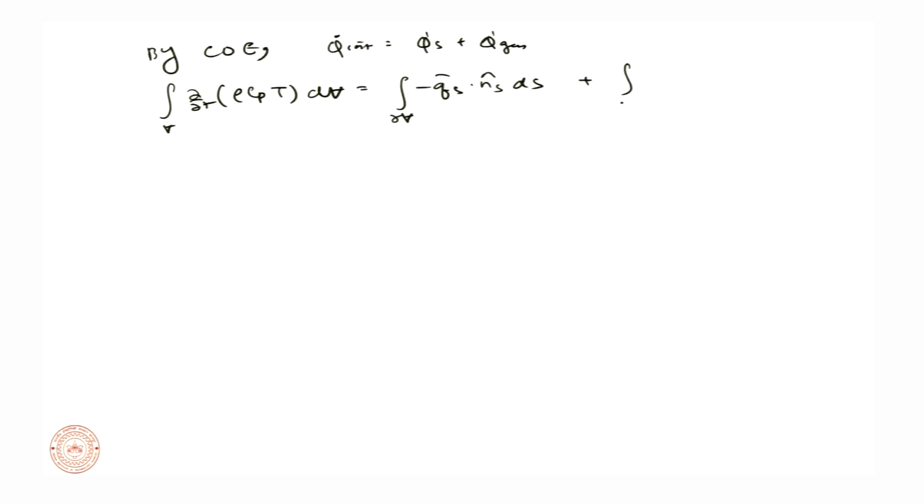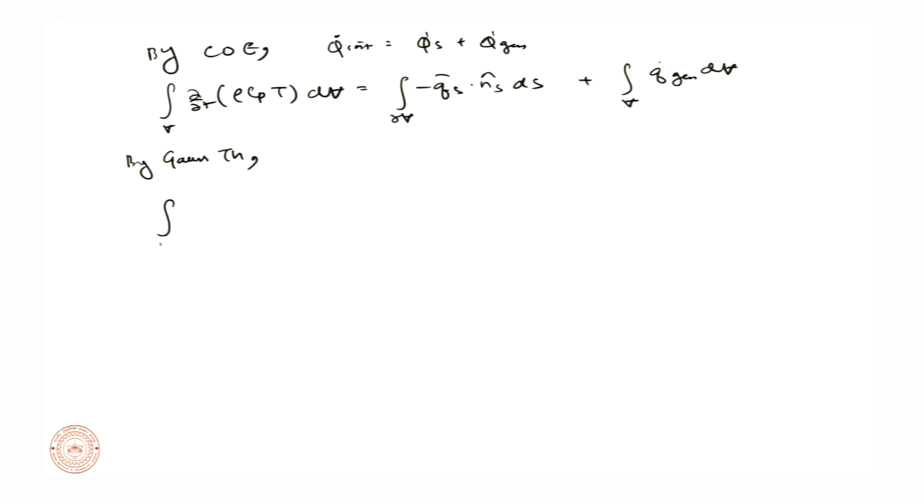We will have integral over volume Q dot internal equals Q dot surface plus Q dot generated, del by del T of rho Cp T dV, ds, integral over volume V dV. Okay. Then again, by Gauss divergence theorem, we can convert this into a volume integral.